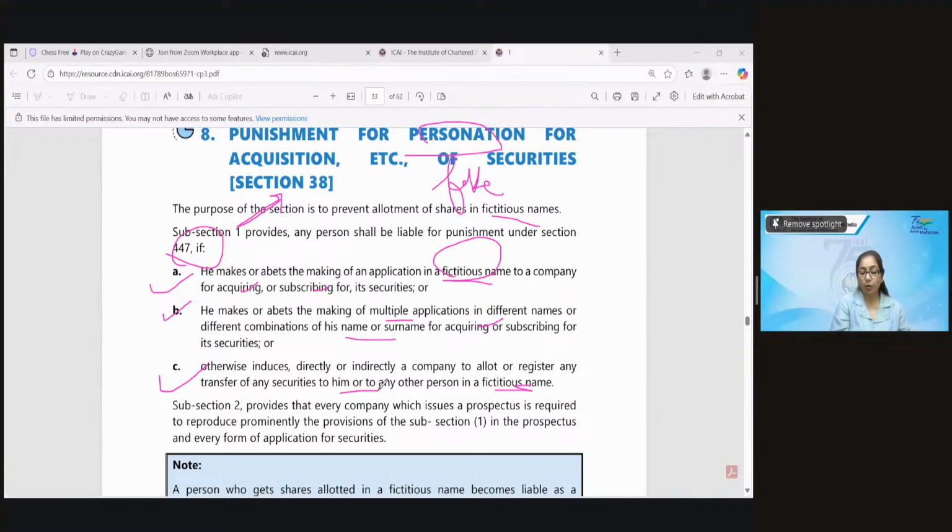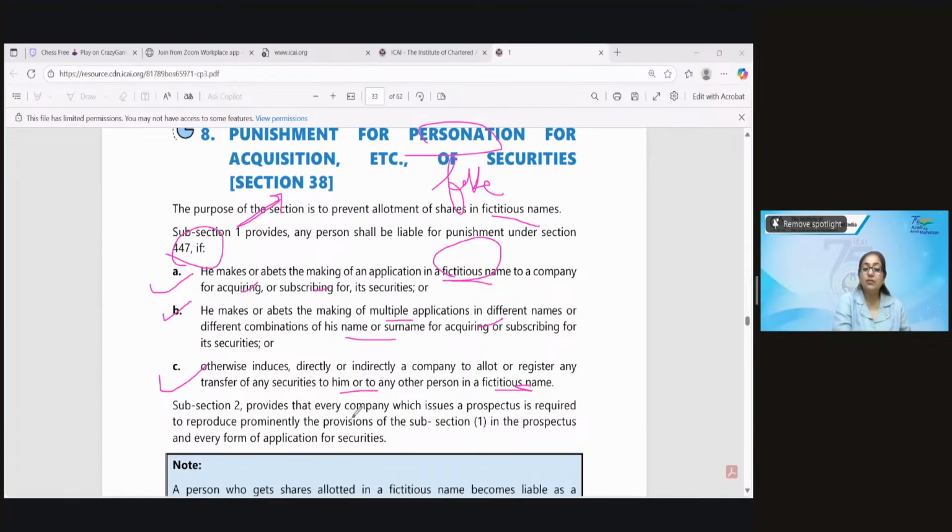Second is using different combinations. First is individually. Second is using different combinations of different fictitious names and making different applications. Third is a person includes a company's name. If a company has used a fictitious name for share application and allotment of shares, then all of them will become liable under section 447.